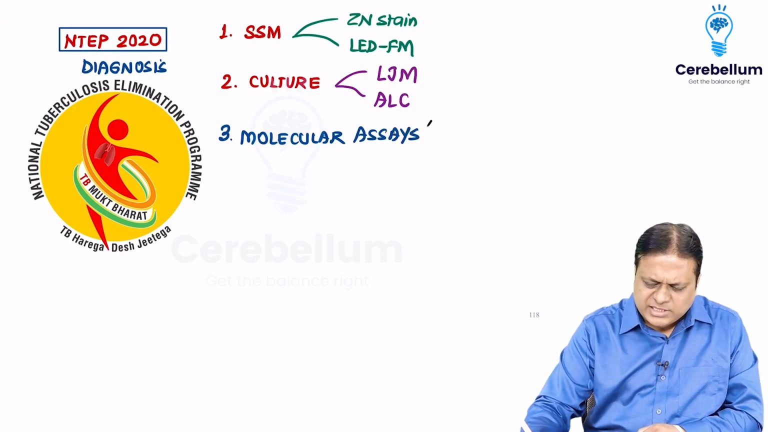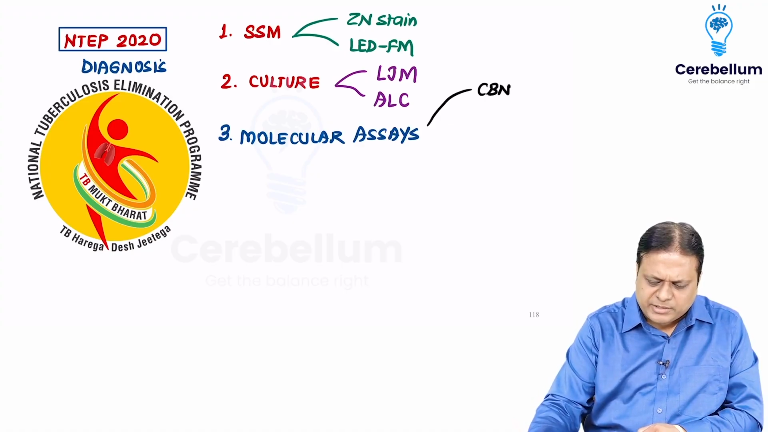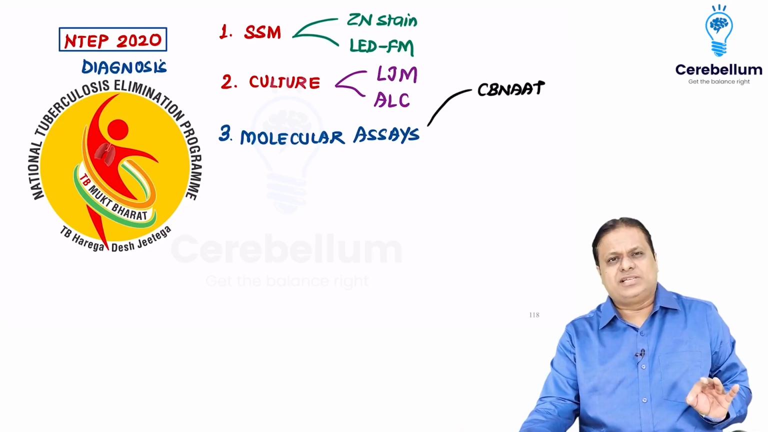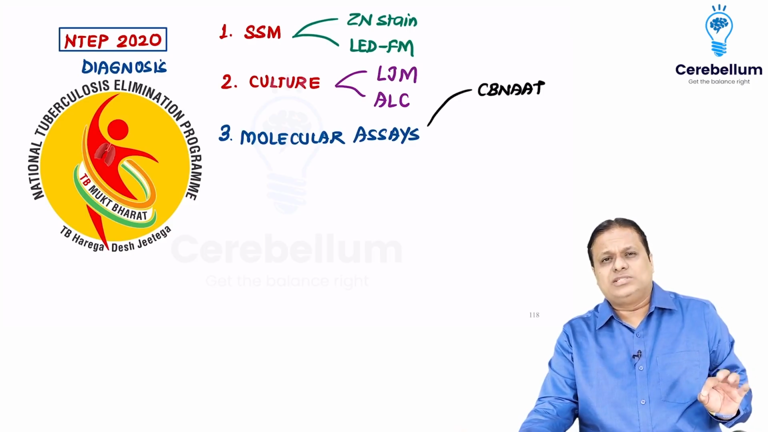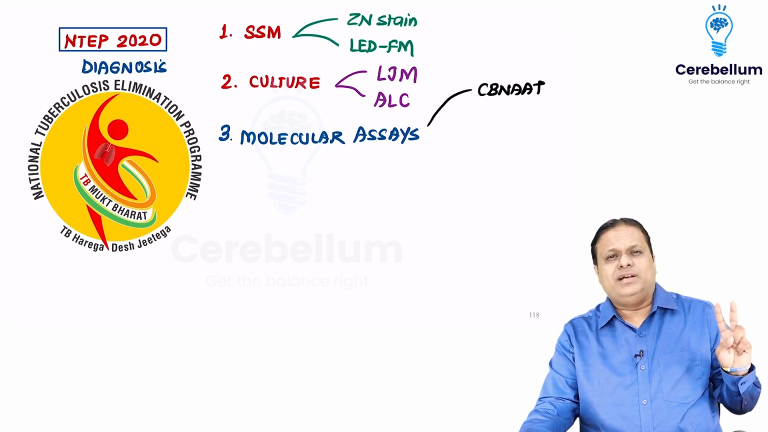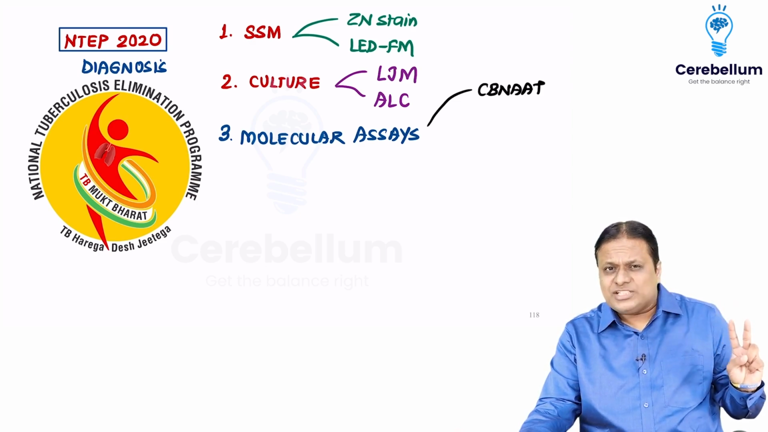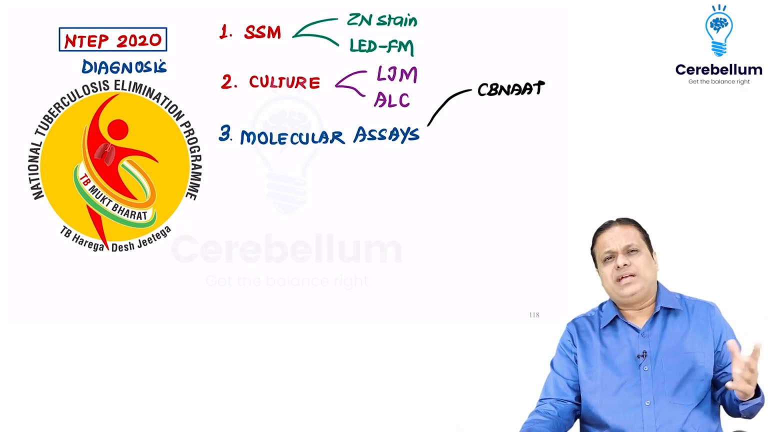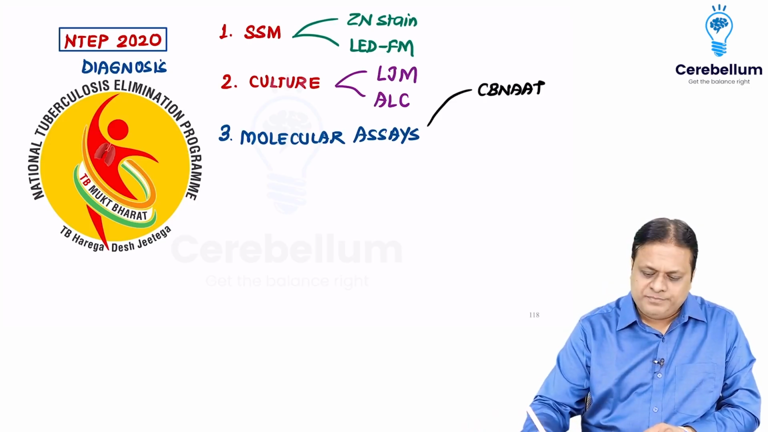In molecular assays, the major test is CB-NAT, cartridge based nucleic acid amplification test. Mainstay of diagnosis in extrapulmonary TB in adults. Pulmonary TB in adults, if sputum smear comes negative, but chest X-ray showing presence of tuberculosis, and also in pediatric tuberculosis, it helps a lot.